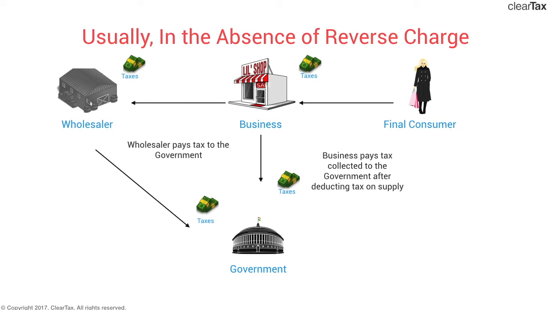The wholesaler sells goods to the business. The wholesaler collects tax from the business. The wholesaler remits this collected tax to the government. The business collects tax on sales from its final consumer. It pays the output tax to the government after deducting input tax paid on supply. This is how the normal tax flow, the cash flow related to taxes, works in the normal situation.